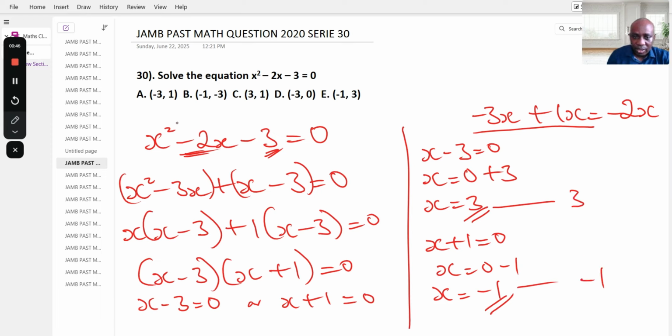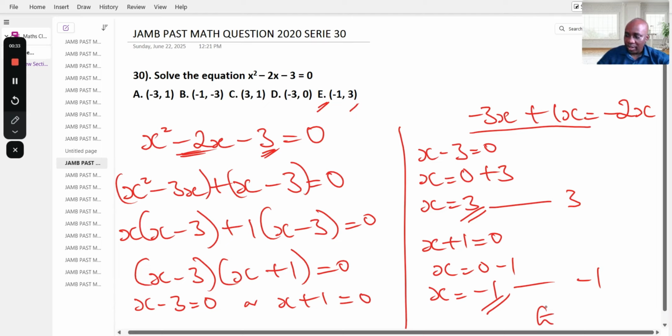Do you have 3 and minus 1? 3 and minus 1. Yes, our final answer is E. Option E is our final answer.